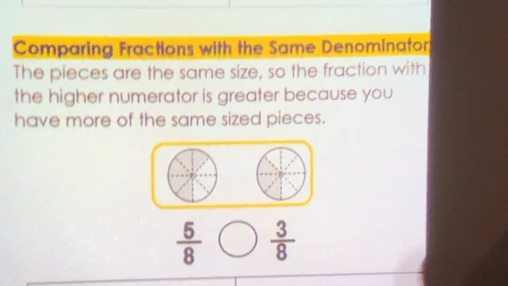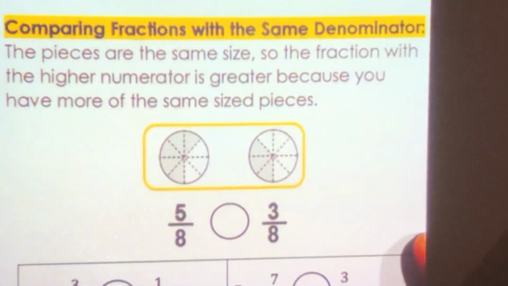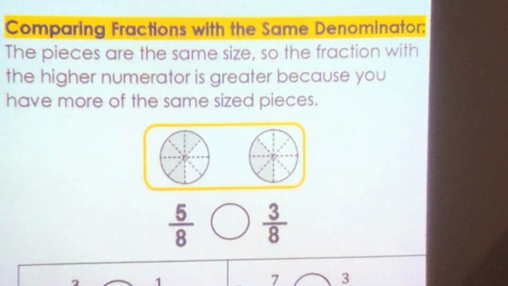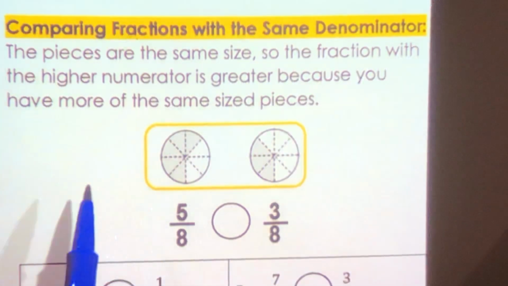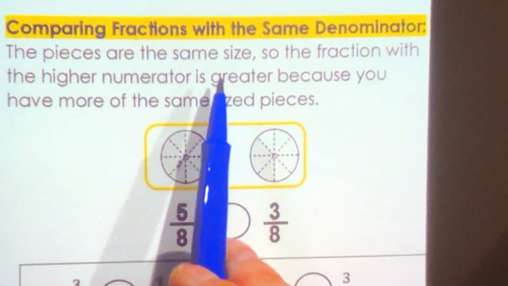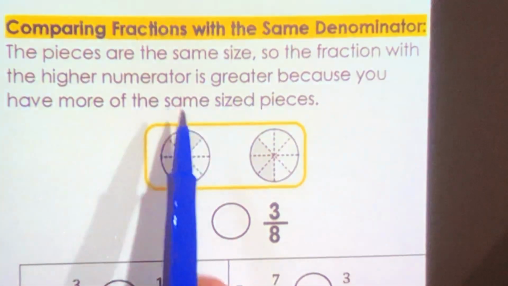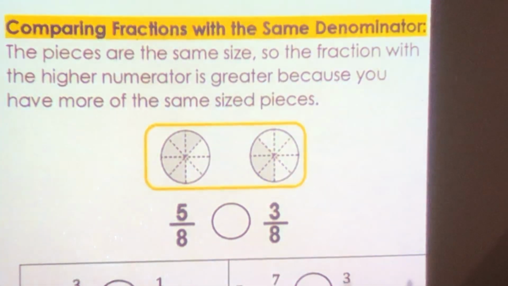Now, on the opposite end of that, we can compare fractions with the same denominator. That means when you look at the fractions, you notice, hey, the bottom numbers in both of them are the same. So when you compare fractions with the same denominator, the pieces are the same size. So the fraction with the higher numerator is going to be greater because you have more of the same size pieces. For example, if I'm comparing 5/8 with 3/8, each circle represents one whole.